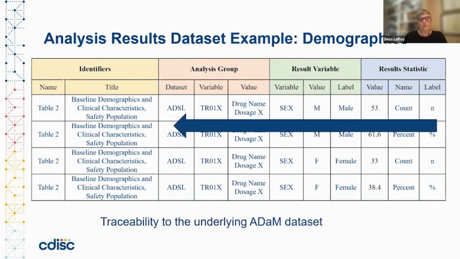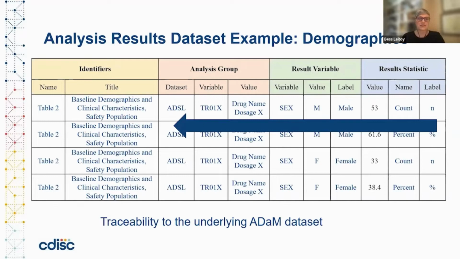You can see where you would have the result statistic and how you might be able to trace that back much more easily. So you know what data set it came from, you know the variables used, you know the submission value. So really traceability to the underlying data set.